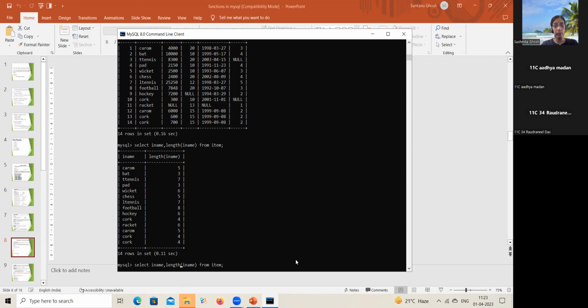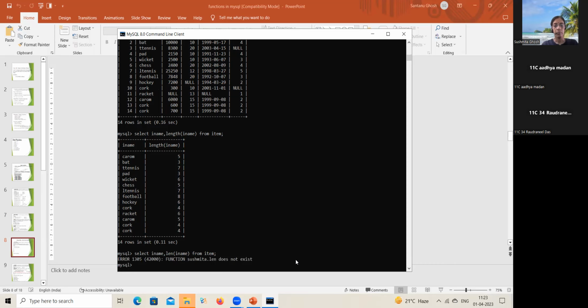Does len work? Because in Python everywhere we use len. It doesn't. SQL mein it is length. Okay. Python mein it is len. We have done it in dictionaries and lists. Okay. So there's nothing called as length in Python, and there's nothing called as len in SQL. Okay. That's my length function.